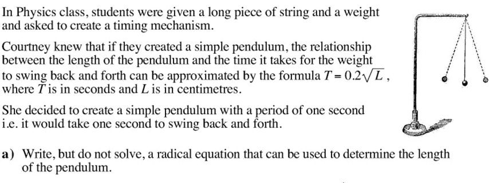In physics class, students are given a piece of string and a weight and asked to create a timing mechanism like a pendulum. There's a formula that says if you know the length of the string on a pendulum, that distance right there, L, you can take that length, square root it, multiply it by 0.2.